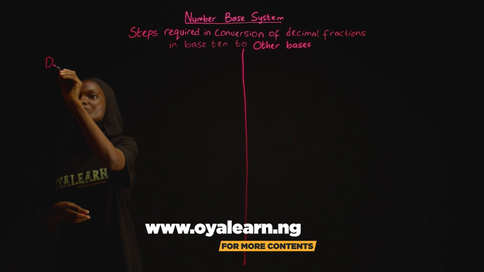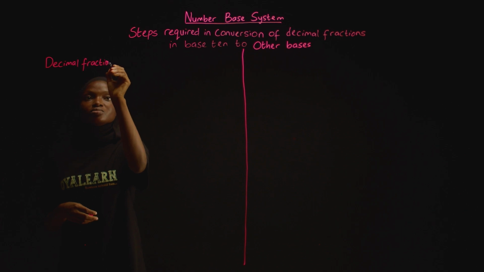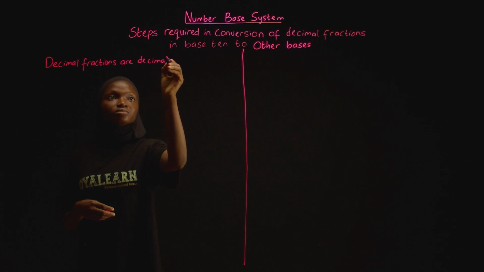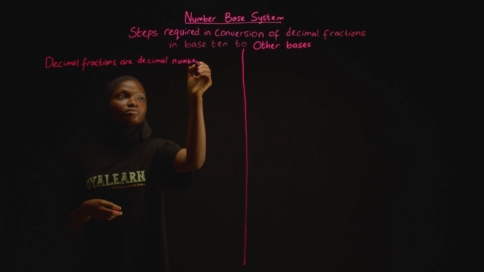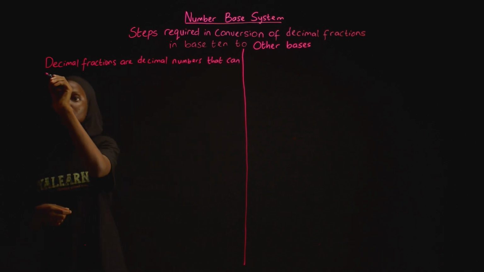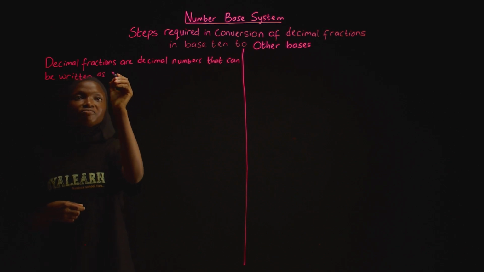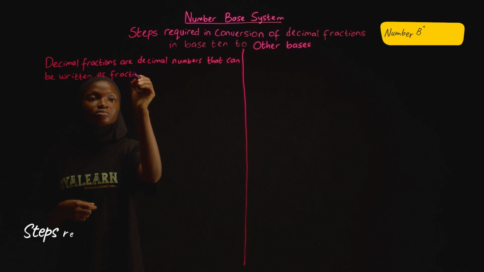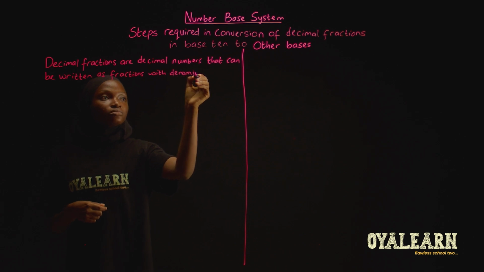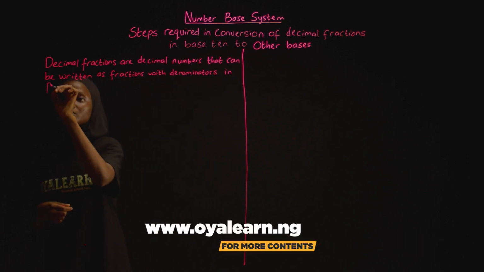Decimal fractions are decimal numbers that can be written as fractions with denominators in powers of 10.